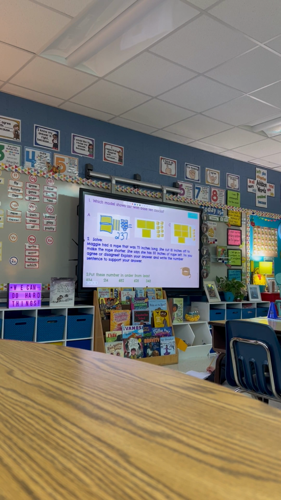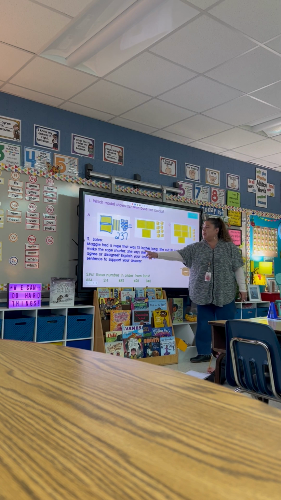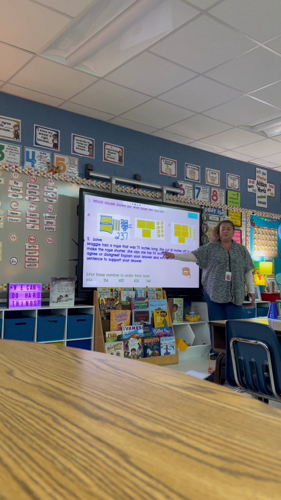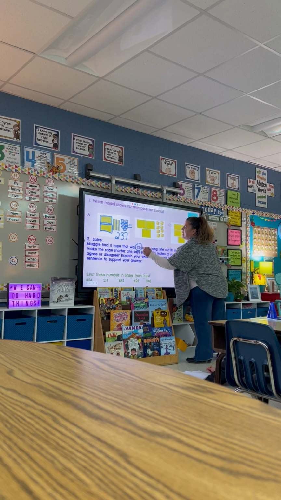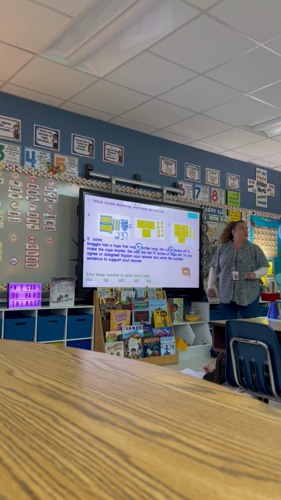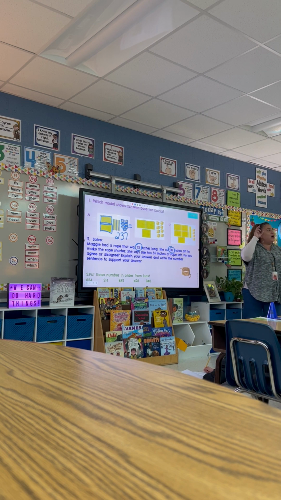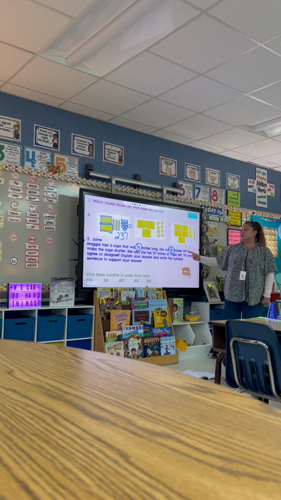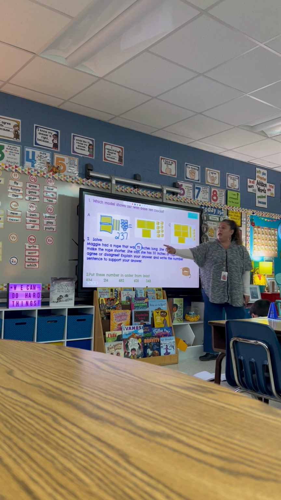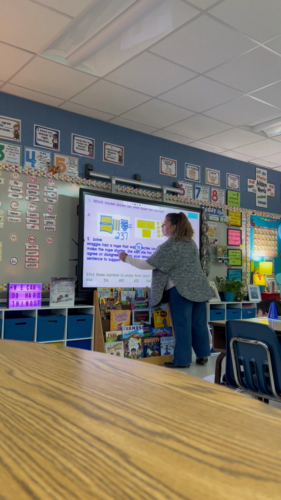All right, we're going to look at number 2 really quick. So look at number 2 on the board. Let's go ahead and read it. Maggie had a rope that was 75 inches long. She cut 10 inches. So mathematicians were looking at those numbers, right? And starting to think, what is the problem asking me to do? Cut 10 inches off to make the rope shorter.